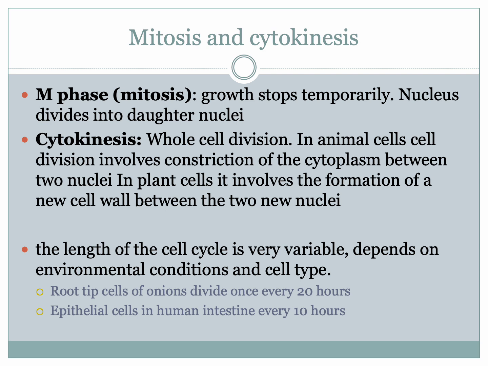In an animal cell, the division involves the constriction of the cytoplasm between the two nuclei. In plant cells, it involves the formation of the cell wall. The length of time that a cell spends in the cell cycle varies, depending on the environmental conditions and the type of cell. Root tip cells of onions divide about every 20 hours. Epithelial cells found in the human intestines divide about every 10 hours.